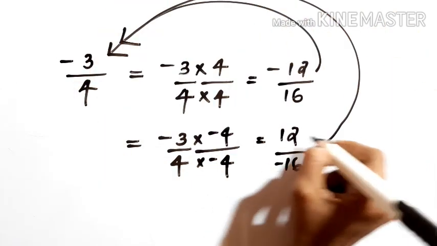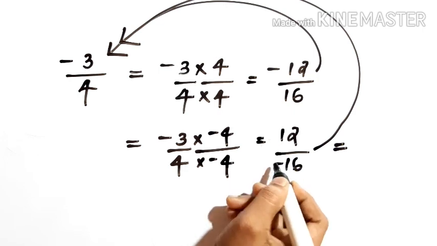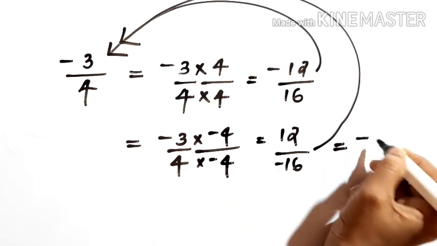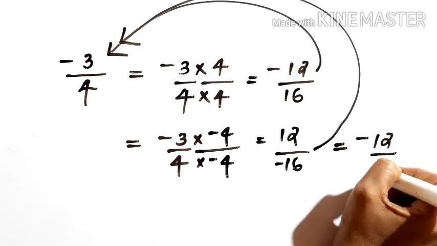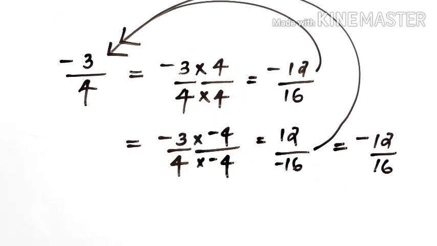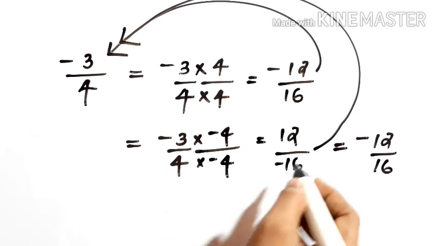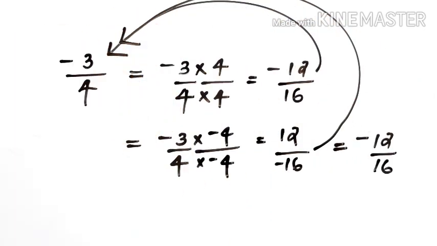Listen children, here 12 divided by 16, positive divided by negative, answer becomes negative. Then 12 by 16, these two are equal, no? Positive 12 by negative 16 also equals negative 12 by positive 16. So 12 by negative 16 also equivalent to negative 3 by 4.